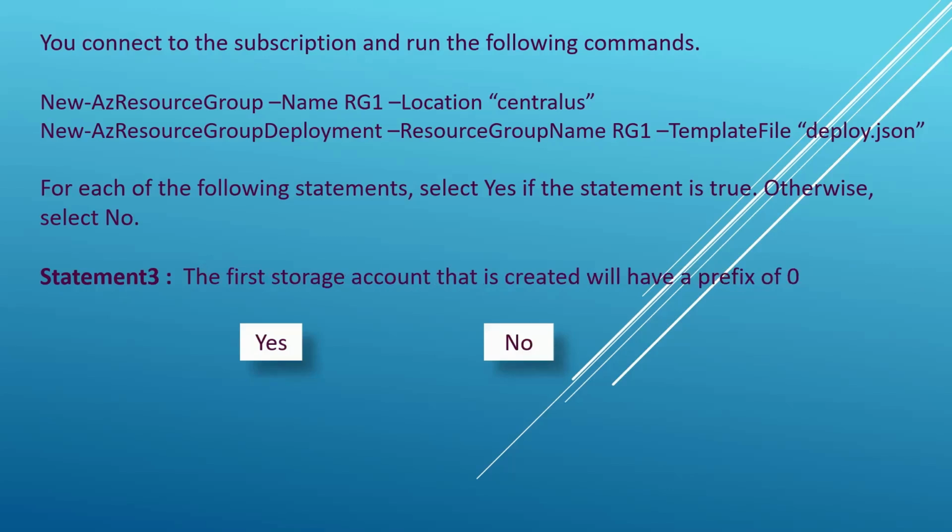And the third statement is the first storage account that is created will have a prefix of 0. You would obviously know this is correct because the template is using copyIndex and count is set to 3. So storage accounts will have a prefix of 0, 1, and 2. Let's head to the Azure portal to try this practically and validate the answers.